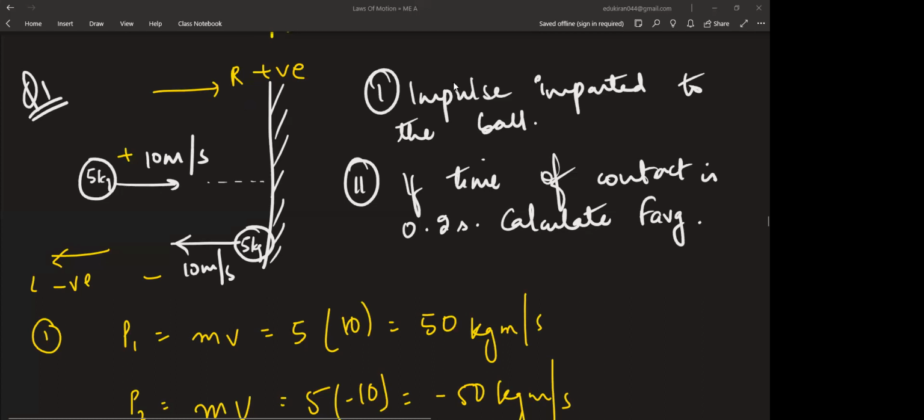Shyama, here we have to calculate the impulse. So impulse is change in momentum. First momentum is 10 into 5, that is 50. And since this is in the opposite direction, this momentum is minus 50. So when you take the difference P2 minus P1, that becomes minus 50 minus 50, that is minus 100. First part is clear, Shyama? Yes, ma'am. In the second part, F is equal to I by T is the formula. Time is given. Impulse you've calculated in the first part. So just substitute it there. You will get the value of force.